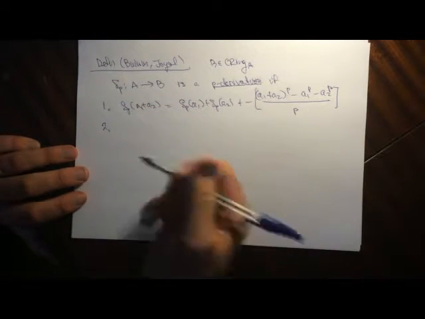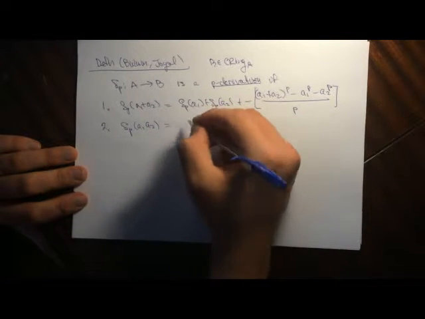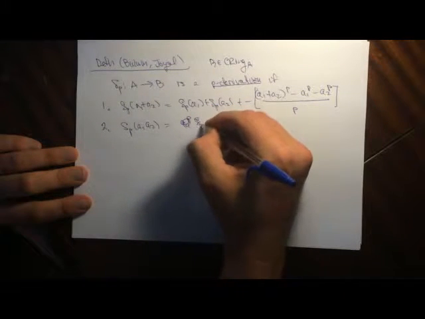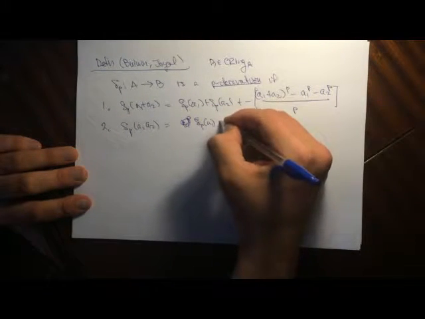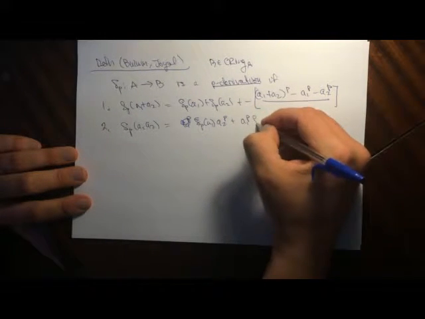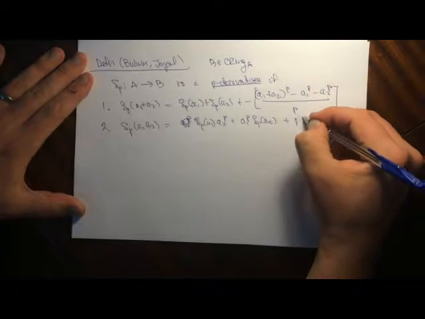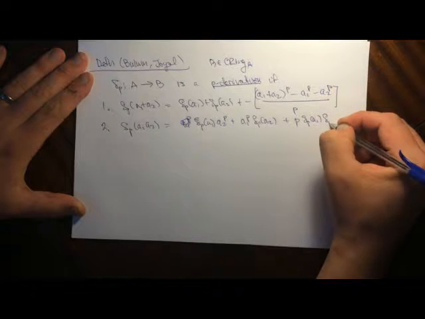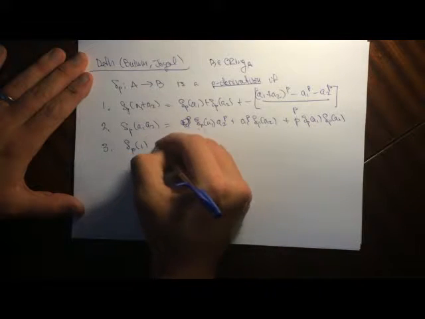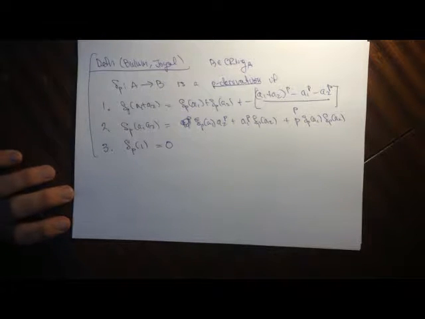And then delta p of a1 a2 is equal to a1^p delta p of a2 plus a2^p delta p of a1 plus p times delta p of a1 delta p of a2. Okay, and the third axiom is that delta p of 1 is equal to 0. Okay, so this has some interesting properties.